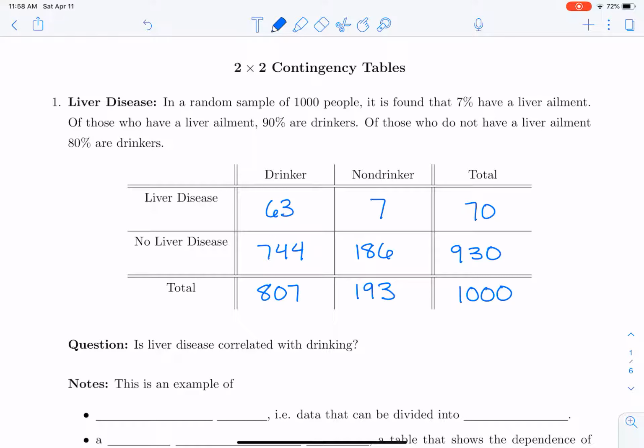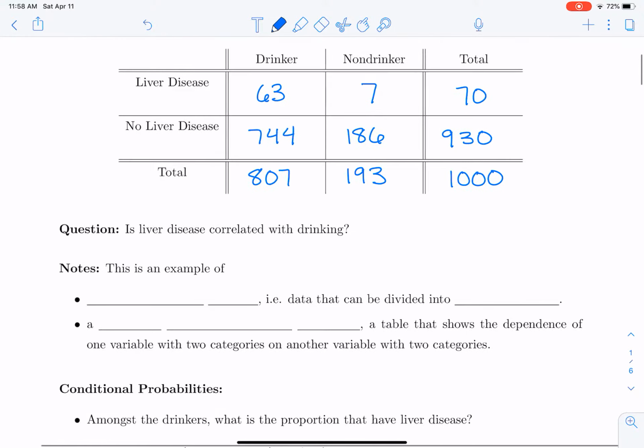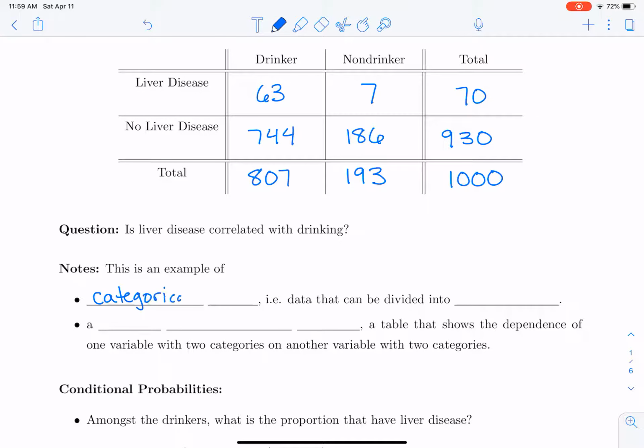And the question that we want to answer is: is liver disease correlated with drinking? And by correlated, I mean, does liver disease depend on whether you drink or not? And this is an example of, again, categorical data. This is data that can be divided into categories. It's a little bit different than what we did last time.